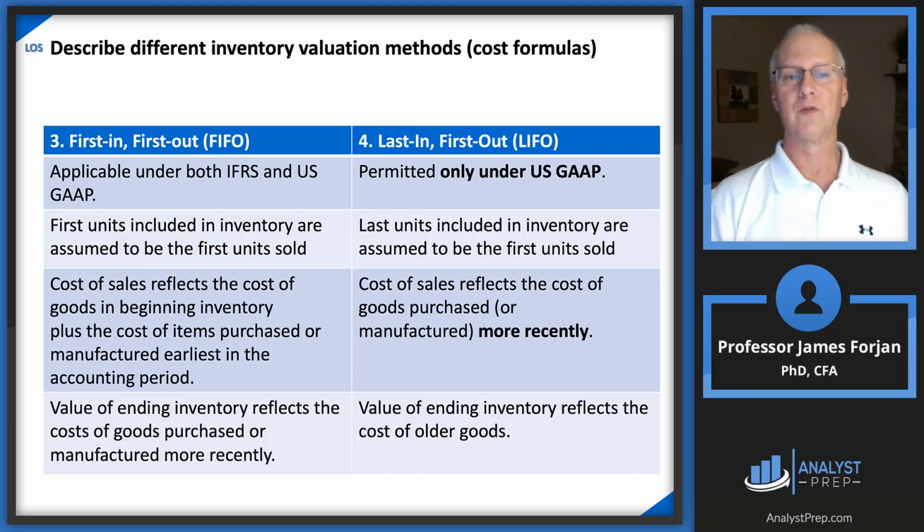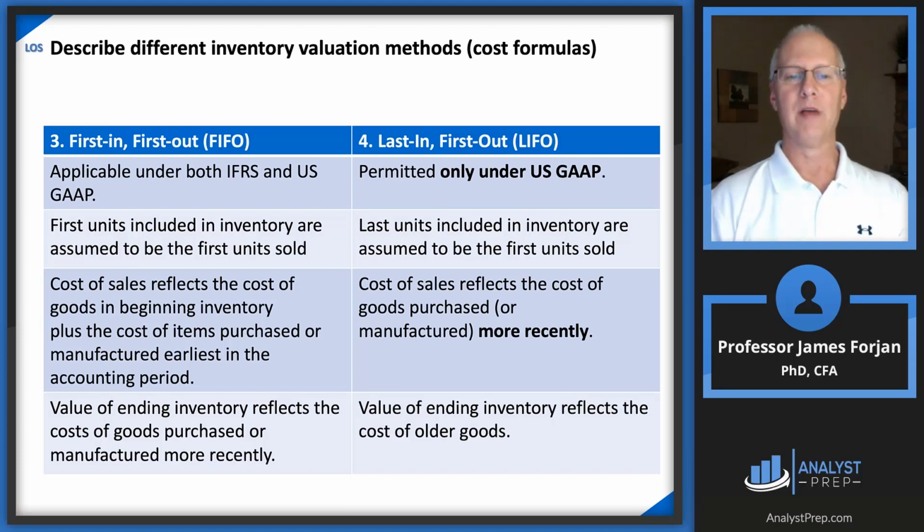So under FIFO, the cost of sales reflects the cost of the beginning inventory plus the cost of those items purchased earliest in the accounting period, whereas with LIFO, these are more recent. And so the first thing that you should be thinking of is that, okay, with LIFO, they're the last in and the first out. So I just made one this morning and then I sell it this afternoon. What that means is that the cost of goods sold is matched with the revenue on the same day or nearly that same time period.